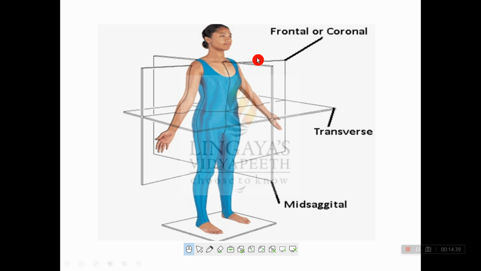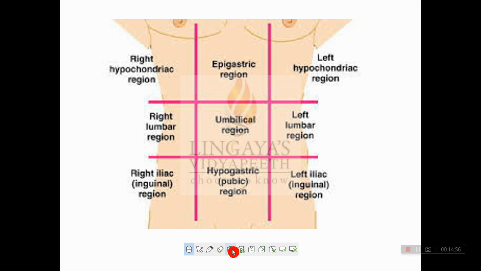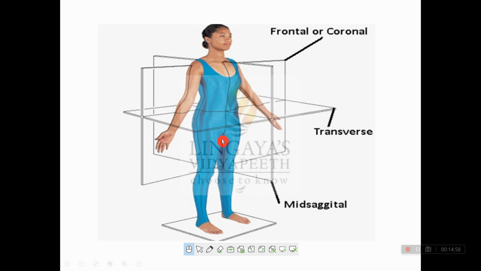Encounter certain terms that you should know, that you should be aware about. So these are the different planes of the body, how a body is divided into equal halves. Okay, so the first one is the sagittal plane or the mid sagittal. Sagittal plane divides the body into equal right and left halves.